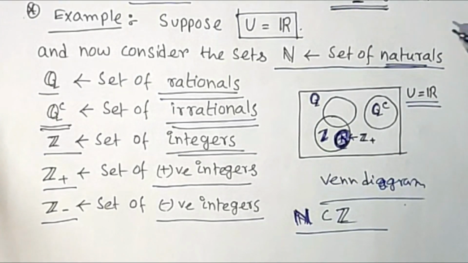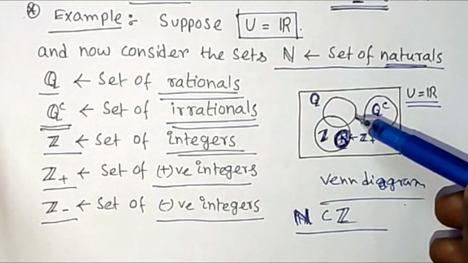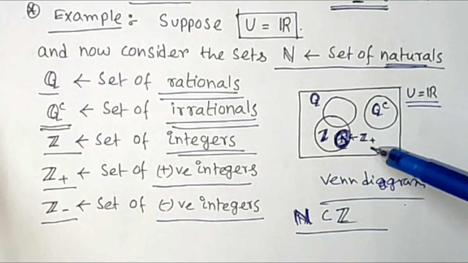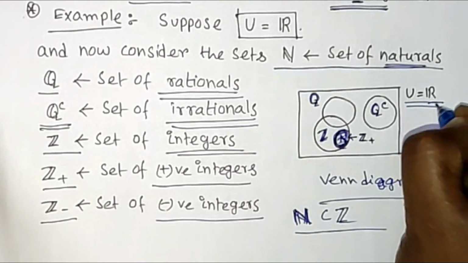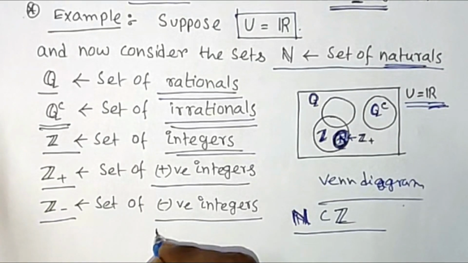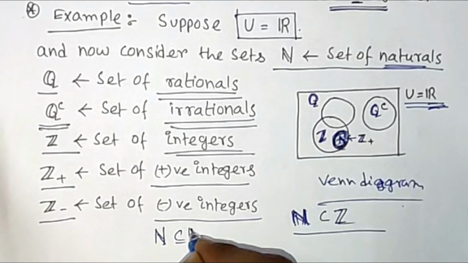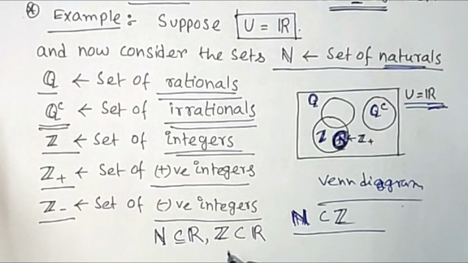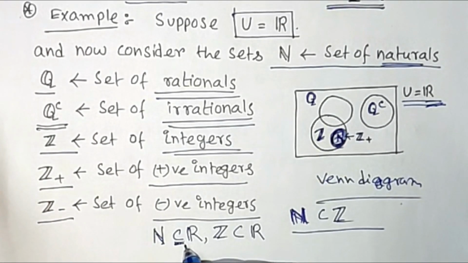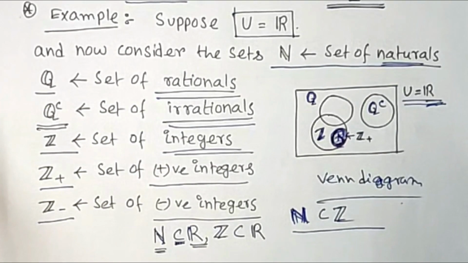Very interestingly, look that Q, Q complement, Z, N, Z plus, Z minus, all belong to the set of real numbers R. So here all the sets, that is N subset of R, Z subset of R, you may write only proper subset, because we know that the set of naturals is a proper subset of R. Why? There does not exist all the elements of R in the set N. So this was the concept of subset and superset.